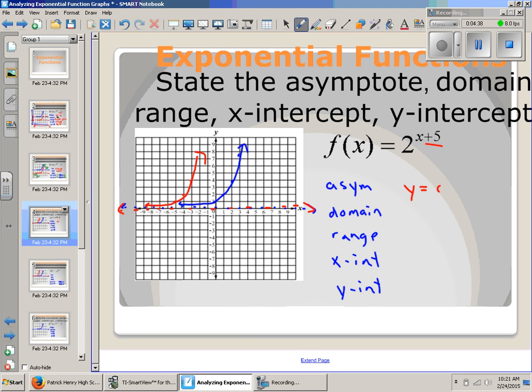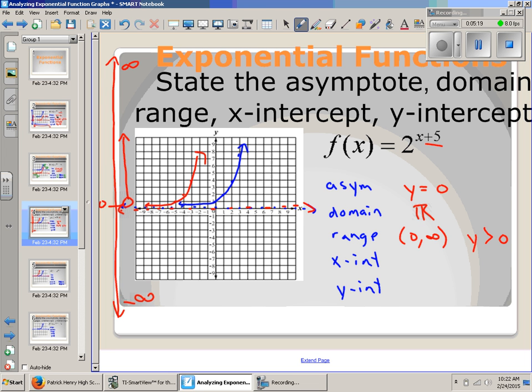Therefore, if my parent had the asymptote of y equals 0 and it shifts left 5, the asymptote stays y equals 0. Domain, again, we go left and right forever. So we have all reals. Range. Draw my range line. We have asymptote at 0. We have an open circle because the graph doesn't touch 0, goes up. So we have between 0 and infinity, or I could say y is greater than 0.